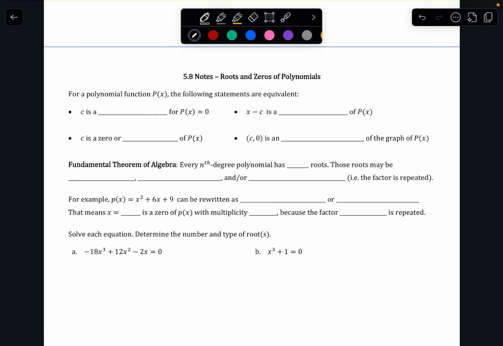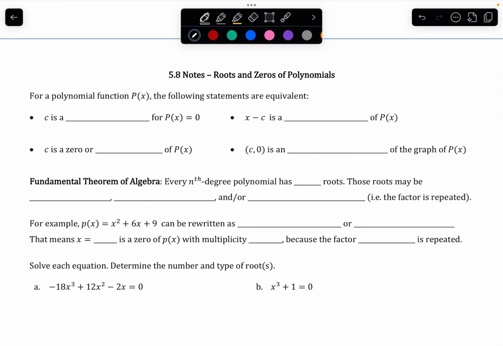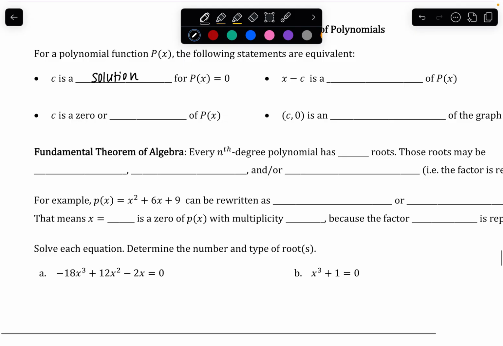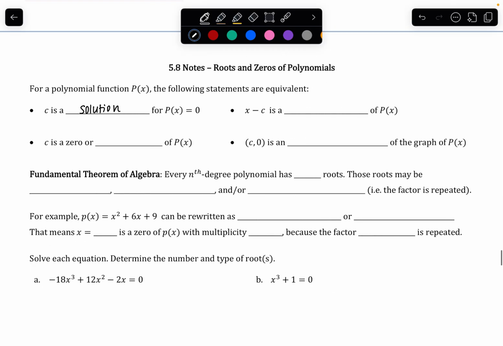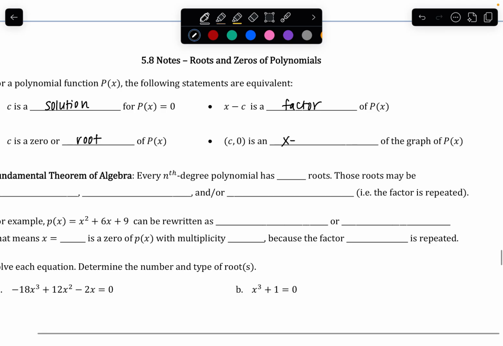All right, in this video, we are going to talk about how to find roots or zeros of polynomials. So first of all, C is a solution for P of X equals 0 is one way to say that we have a 0 or root, or we could say X minus C is a factor of P of X, or we could say C is a 0 or root of P of X, and C of 0 is an x-intercept.